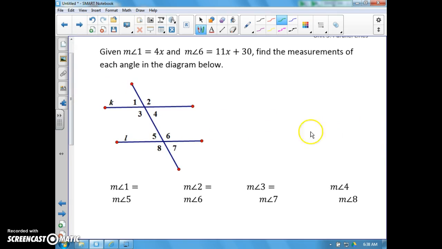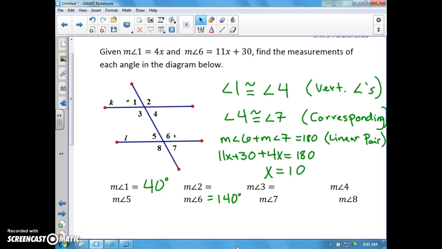So, similar problem: if the measure of angle 1 is 4x and the measure of angle 6 is 11x plus 30, find the measurements of each angle in the diagram below. I would like you all to try this one on your own, pause the video, and then I will give you the answers here in a second or two inside the video. Now this problem isn't quite as straightforward as the previous problem, because if you look, angle 1 and angle 6 are not corresponding angles.